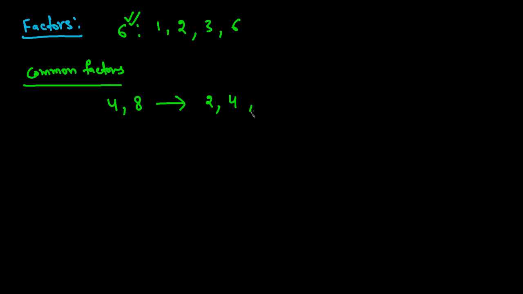How about 8? No, because 8 can divide only 8 evenly but can't divide 4 evenly. So 8 is not a common factor for 4 and 8. So only 2 and 4 are the common factors.